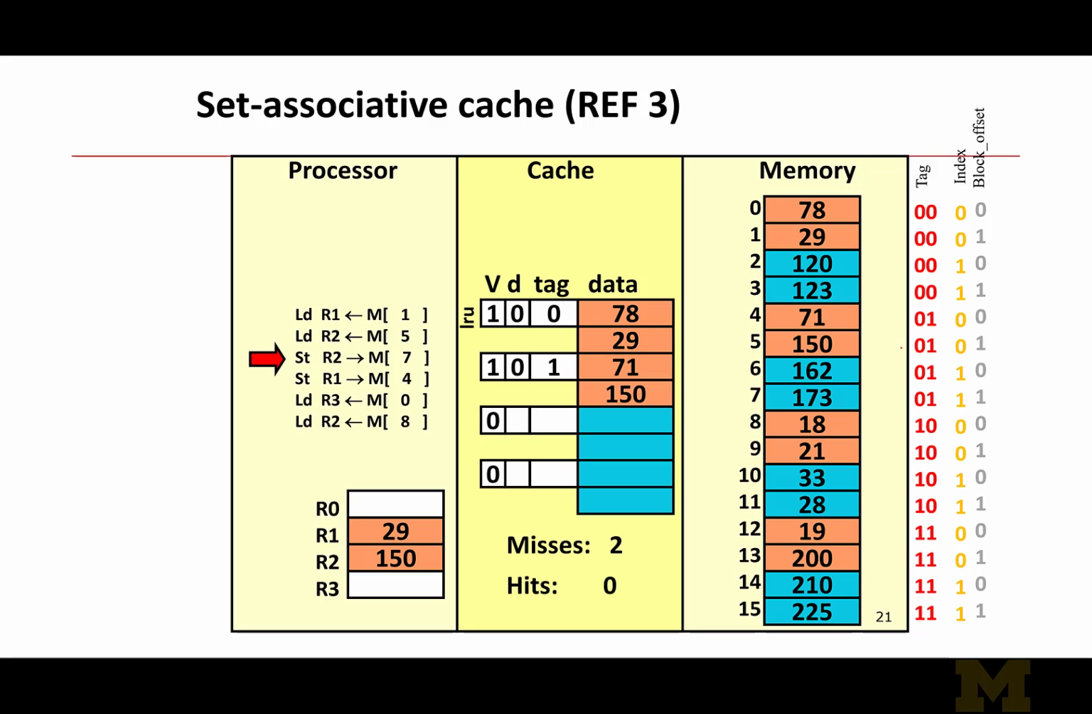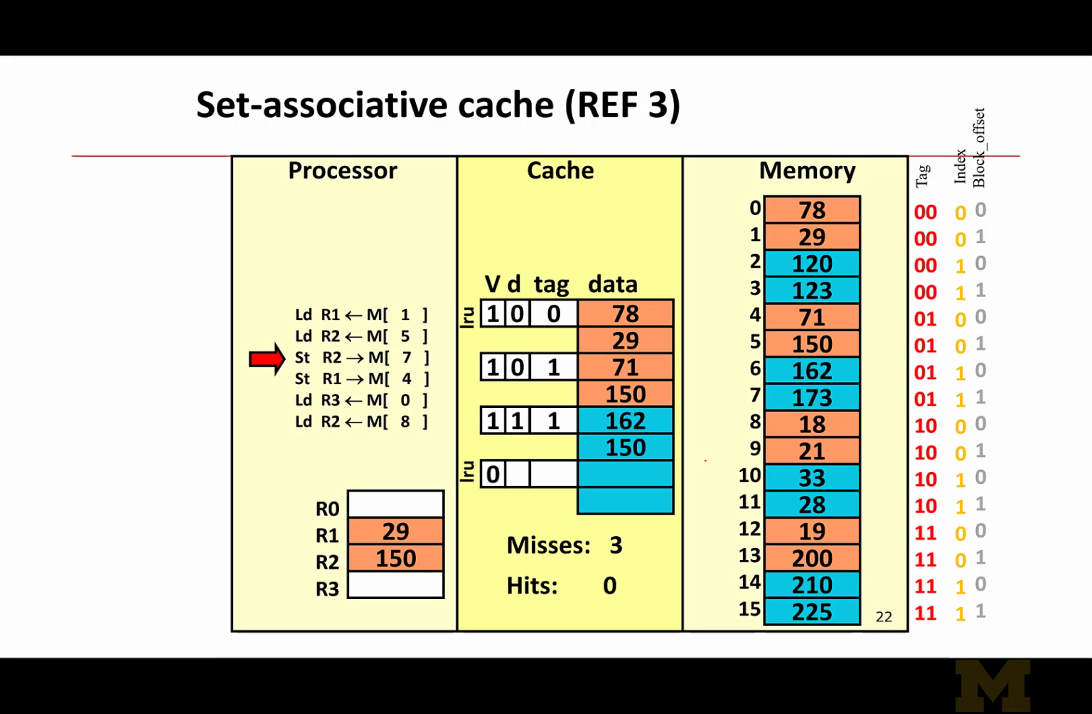Now when we try to store to address 7, it maps to the cache set 1. So this is for the first time we are going to use cache set 1, and nothing is there in the cache. And because we are using a write allocate policy, we are going to bring the cache block and store it in the cache.